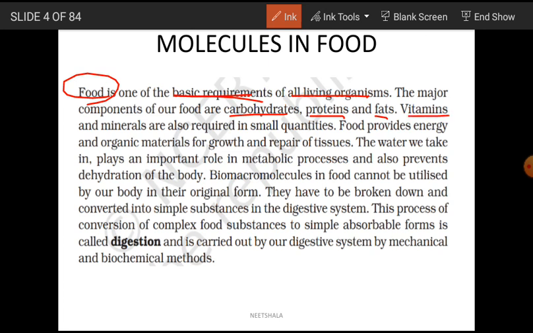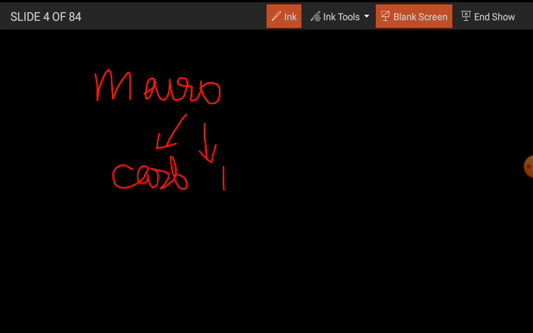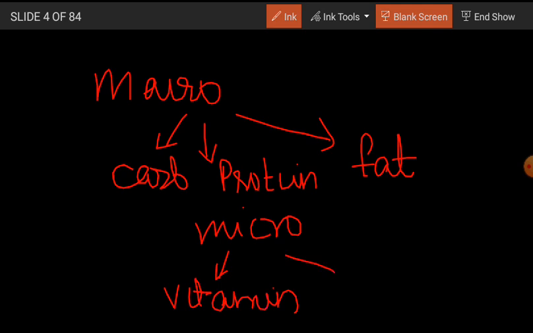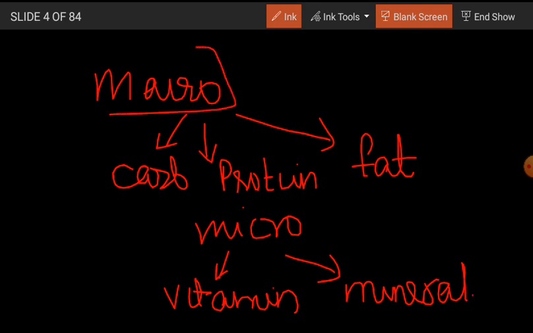On the other hand, vitamins and minerals are also required for us, but they are required in smaller quantities. Hence, they are micronutrients. So there are two categories of nutrients. The first one is known as macronutrient. So I'll write over here. First one is known as macronutrient, jahan pe hamara carbohydrates aata hai, proteins aata hai, aur fats bhi aata hai. And talking about the micronutrients, we have vitamins and minerals. These are the micronutrients. And macronutrients, uska weight zyada hai, uska molecular mass zyada hota hai, aur micronutrients ka jo molecular mass hai, woh zyada kam hai.